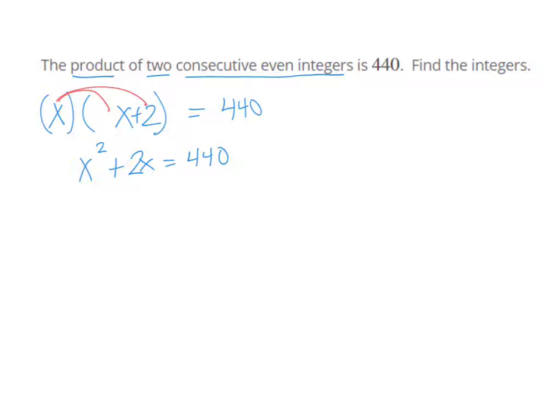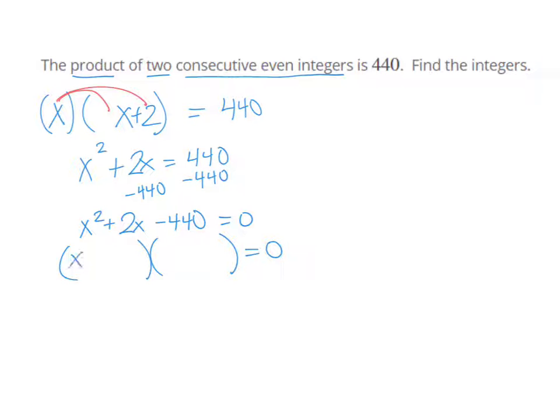Now, when you get rid of your parentheses and you have your quadratic and you have these terms all over the place, you want to bring everything over to the same side. So I'm going to subtract this 440 over to this side, and I'm going to set it equal to 0. So x squared plus 2x minus 440 is equal to 0. So that's how we get to this nice quadratic that we're used to factoring. So let's set up our factors.